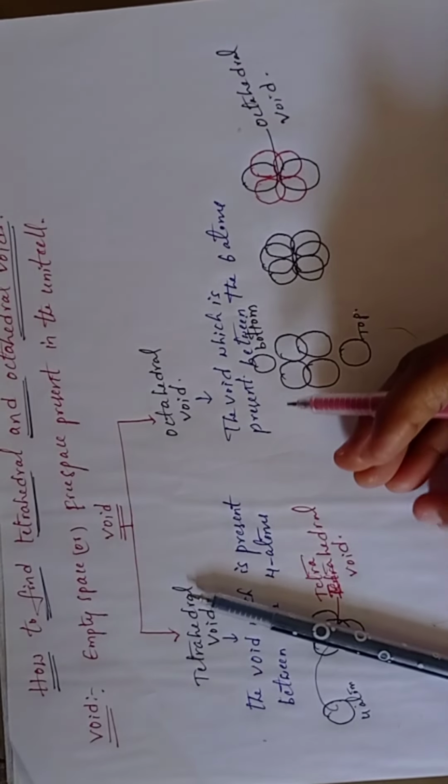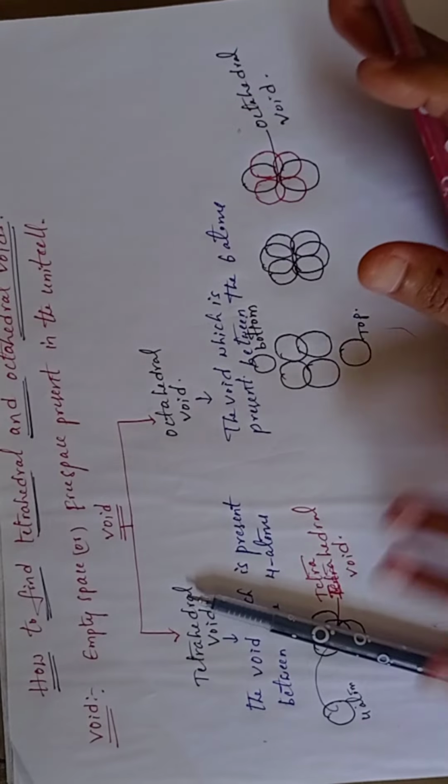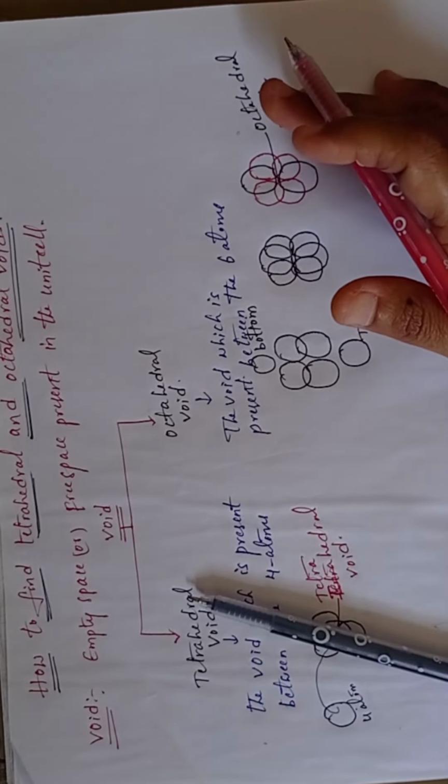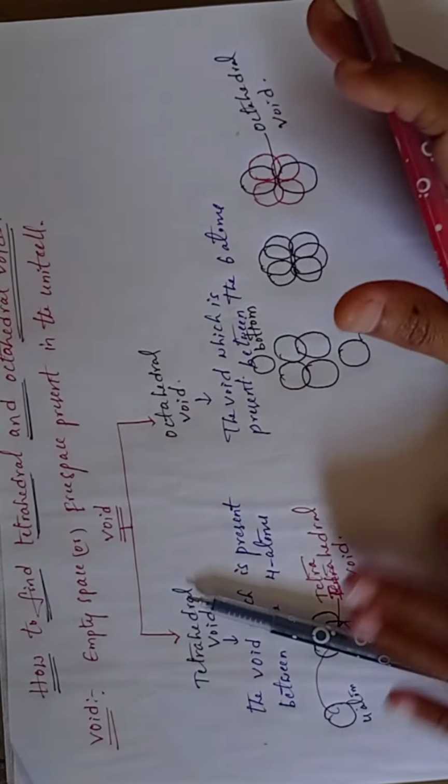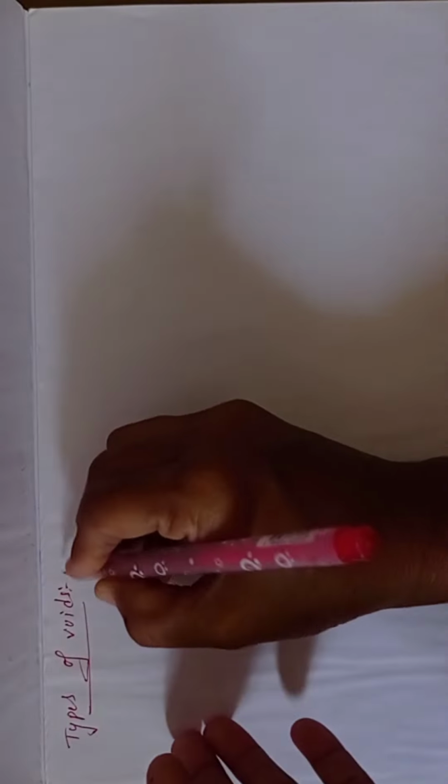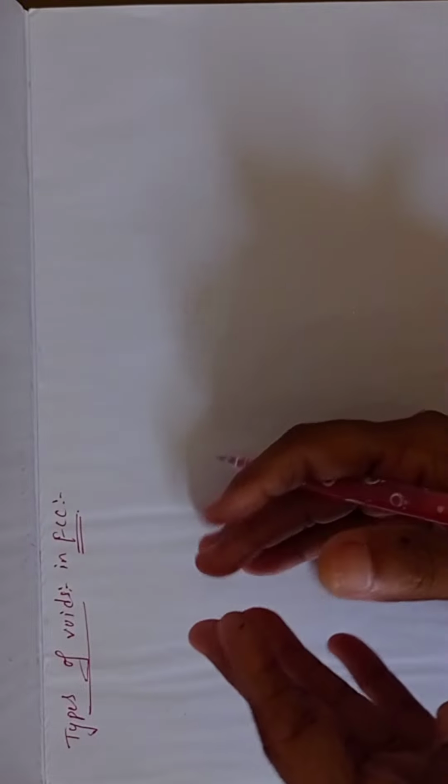Okay, now the tetrahedral void and octahedral void definitions are completed. Now we are going to discuss types of voids, students. Okay, now types of voids in FCC. Okay, in FCC we are discussing.